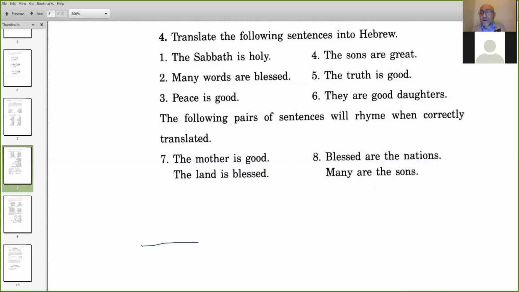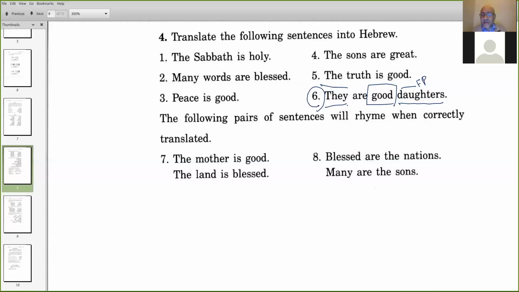Let's look at number 6. Okay, so we have a pronoun they, and the they being talked about is daughters, right? So we know right off the bat femininity is involved here, and plurality, because they is a plural pronoun. So this good here is going to have to reflect femininity and plurality. The word for they, if you remember when we looked at the pronouns, in the feminine form, the signal letter is nun sofit. If you remember the signal letters and the patterns, you're going to be well on your way to learning this.